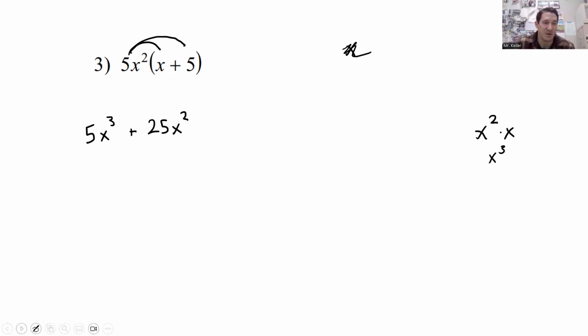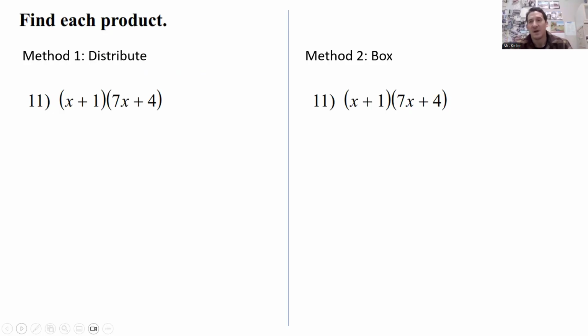So you're just distributing. So here is where it's going to get a little bit more in depth. There's two methods to do this. I do not care which method you use. I'll show you both methods. You pick the one that works best for you. The first one is to distribute, and I'm going to show you the whole process in the next example.